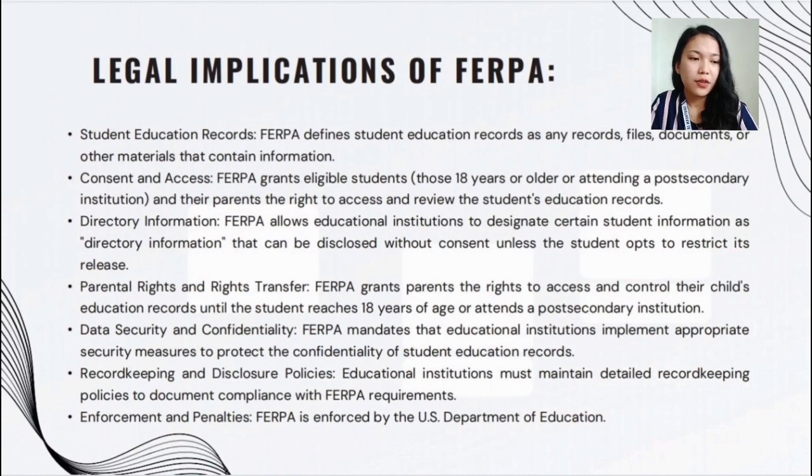Second is the consent and access. FERPA grants eligible students, those 18 years or older or attending a post-secondary institution, and their parents the right to access and review the student's education records.